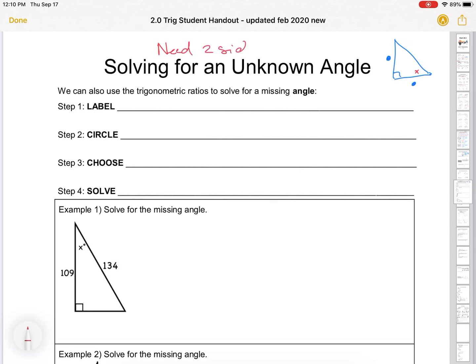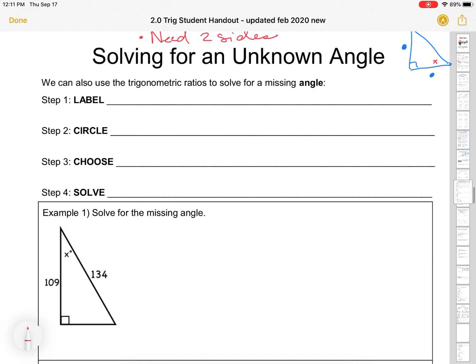So you need two sides. Now obviously you can use those two sides to find the missing third side. Once you find an angle, you can find the other angle because all the angles in a triangle add up to 180, but we're going to get there. We use the same process we used yesterday: label, circle, choose, and solve. It's the same process, it's just that now we're looking for an angle.